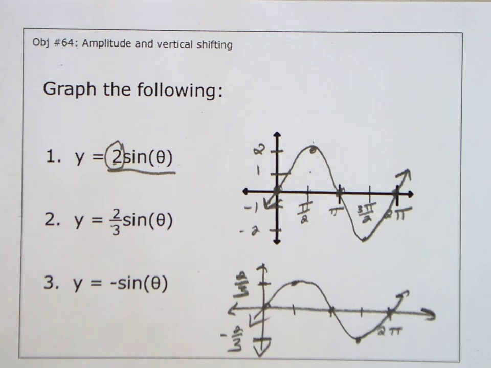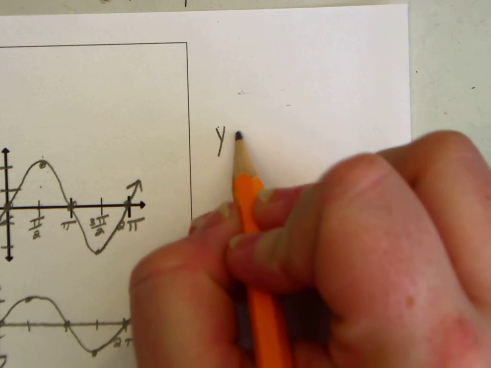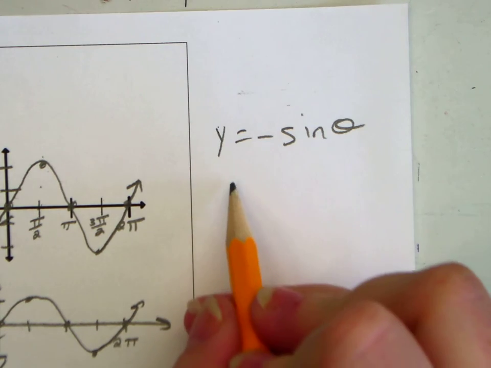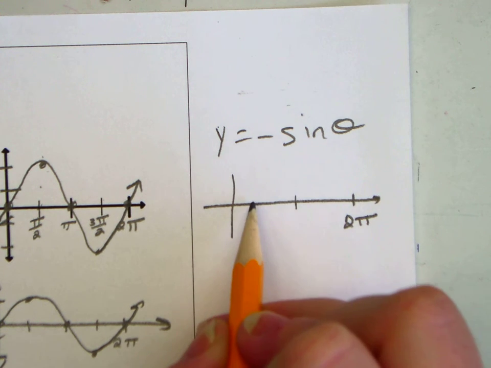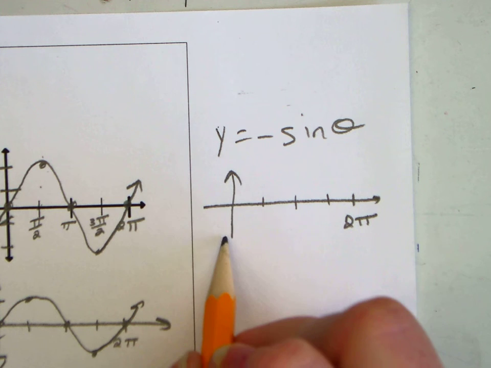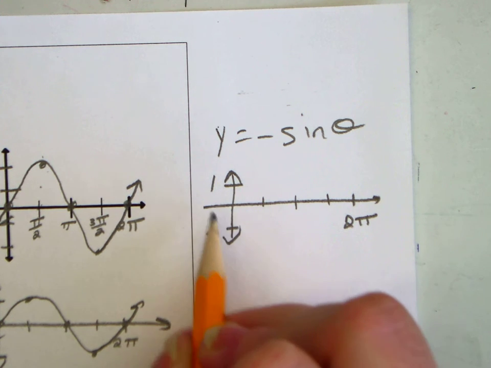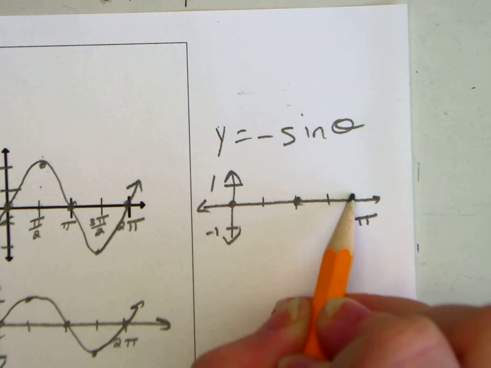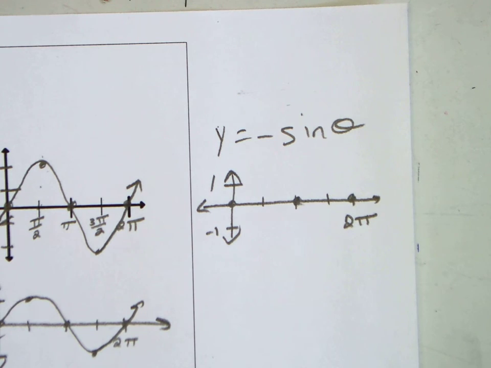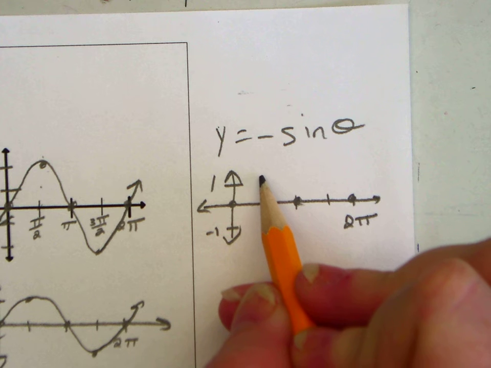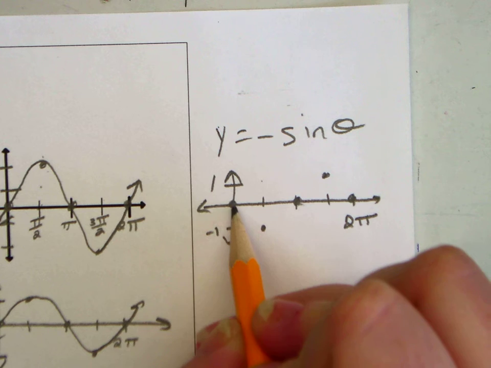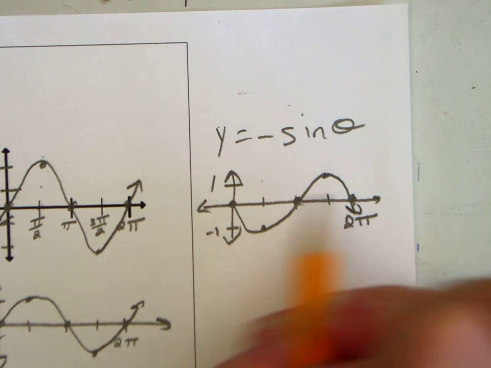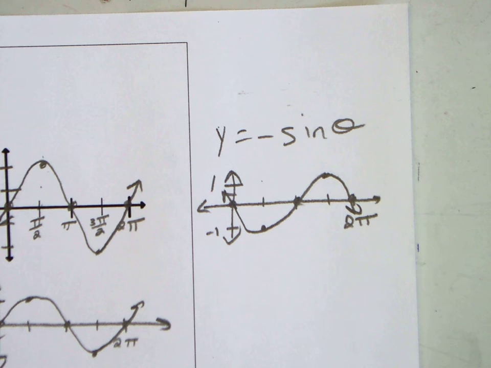Last one, negative sine. Y equals negative sine of theta. So what do you think is going to change here? What's that negative going to do to the graph? Well, instead of going up to 1, where are we going to go? Down to 1. Just like every other graph we've done this year, a negative flips the graph upside down. So instead of going up first, it goes down first. Done. That's it.